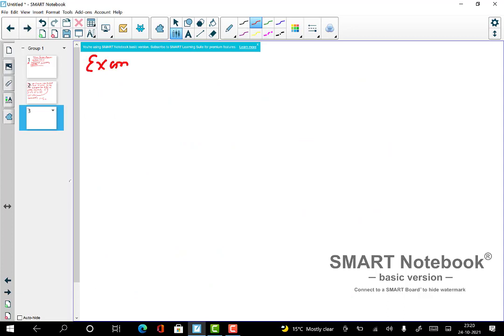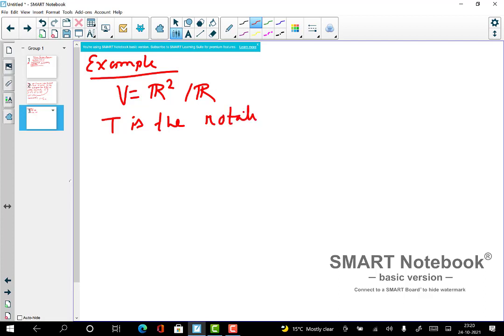Example. Suppose I have R2 over R, and we define something called a rotation operator. So T is the rotation operator by angle theta. You can choose theta between 0 and pi, some angle, rotation by some angle. You can choose 2 pi also, no problem.